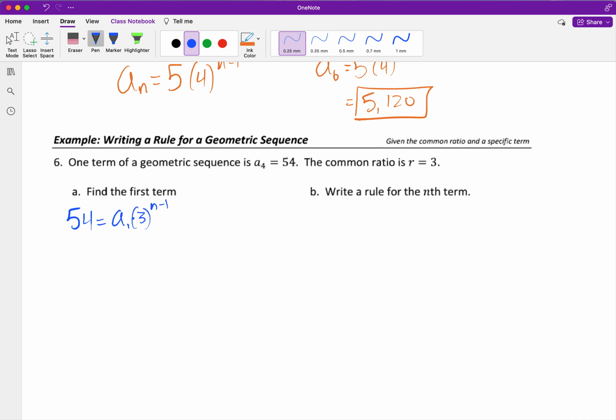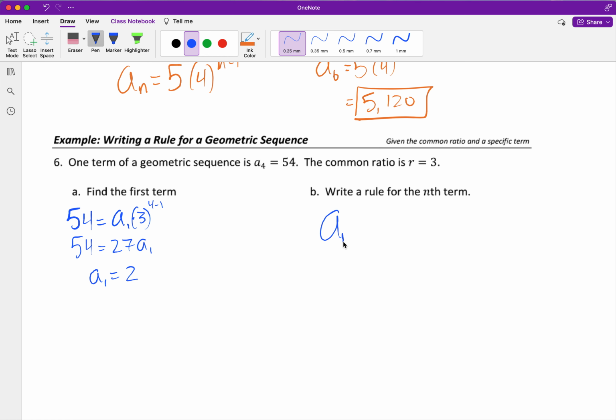All right. But I know what n is this time, right? Because I'm using this little point here. It's going to be 4 minus 1. So this is going to be 54 equals 3 to the 4 minus 1, which is 27, times A1. Divide by 27. A1 equals 2.